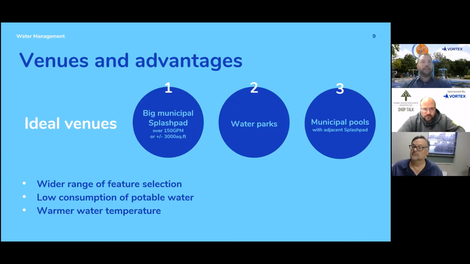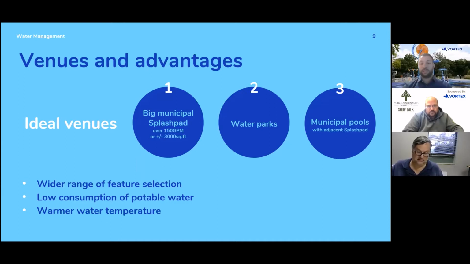So what are some ideal venues for recirculation systems? Typically in our neck of the woods, I see recirculation systems involved in Splashpads that are over 3,000 square feet. Usually Splashpads that are over 3,000 square feet also exceed the threshold capacity of 150 gallons per minute. Now, that's not a law or a requirement or a code. It's just where folks like myself start to advise customers that, hey, you're going to be dumping 150 gallons per minute of water down the drain.